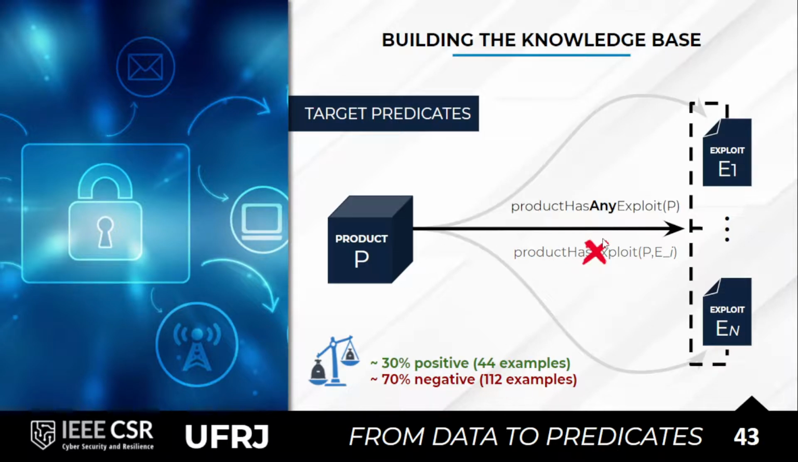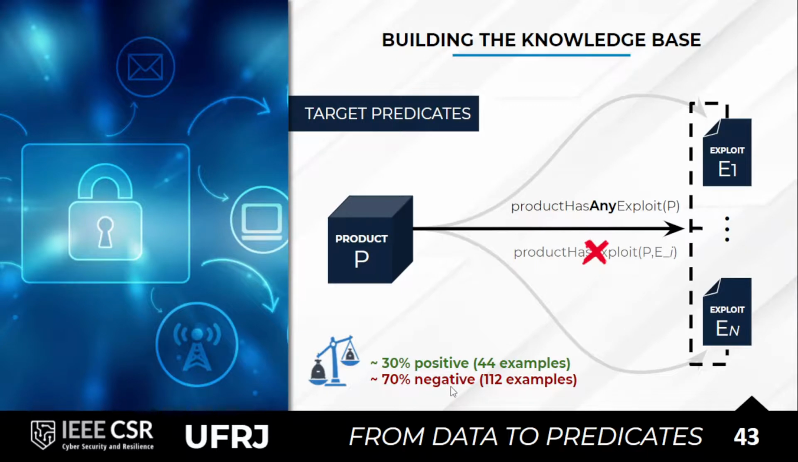In contrast, the next target predicate, product has any exploit, leads to a base with less aggravating imbalance, and in this predicate we are only interested in whether the product has an exploit or not. If it has at least one, then an instance of this predicate is added to the set of positive examples. On the other hand, if it doesn't have any exploit, then an instance of this predicate will be added to the set of negative examples.